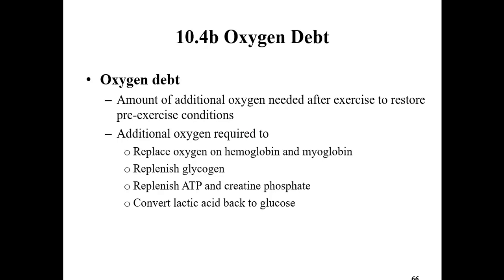Well, that's where this list comes in. This is the reason why you need all that extra oxygen. One, you've got to put it back onto the hemoglobin and onto the myoglobin. You've got to replenish your glycogen. You've got to replenish your ATP reserves. And you have to convert the lactic acid back to glucose.